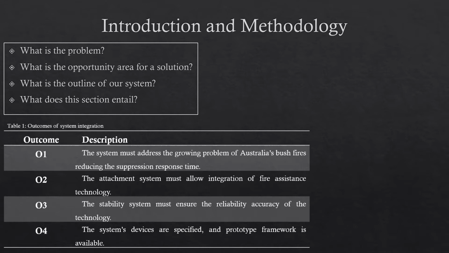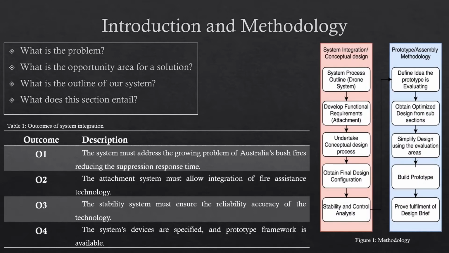This section dealt with encapsulating the process and roles that the drone system would adhere to, the conceptual design process of the attachment, the stability of the system to ensure it's reliable and feasible, and the framework of the prototyping of the system. These areas are formulated into Table 1 to show the outcomes that were expected of this section, with performance parameters also being used to measure the level of success of the system. The methodology chart in Figure 1 also summarizes the approach taken in this section.